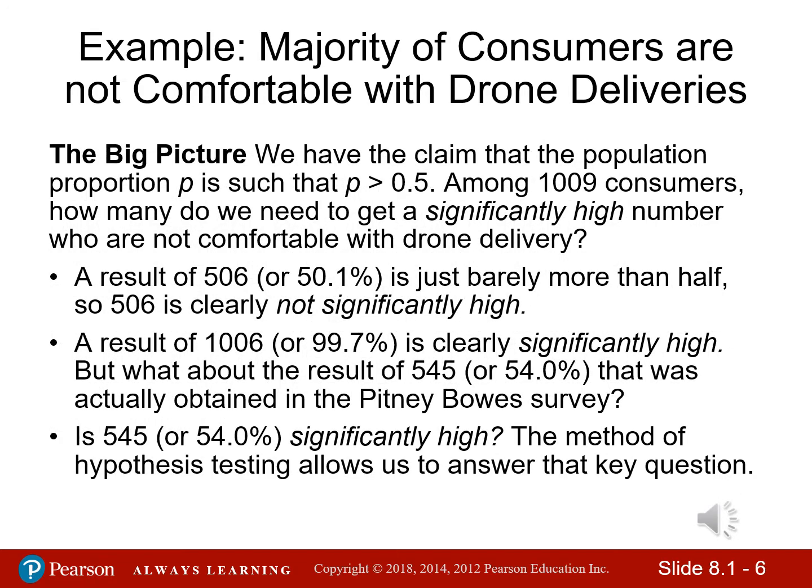The big picture. We have the claim that the population proportion P is such that P is greater than 0.5. Among the 1,009 consumers, how many do we need to get a significantly high number who are not comfortable with drone delivery? A result of 506, or 50.1%, is just barely more than half. So 506 is clearly not significantly high. A result of 1,006, or 99.7%, is clearly significantly high.